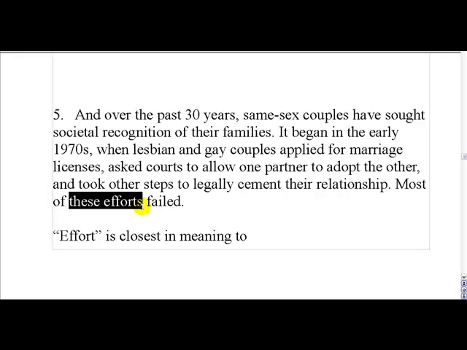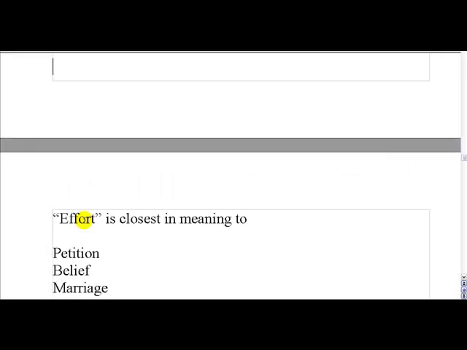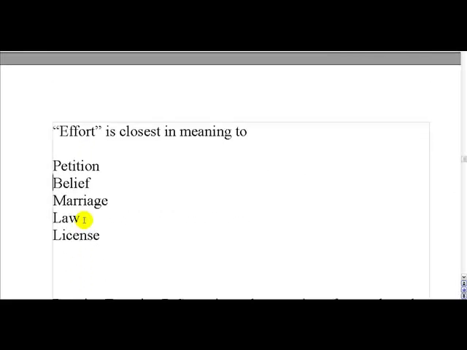Now, what it says here is they applied for marriage licenses. They asked courts to allow one partner to adopt the other, and they took other steps to legally seal their relationship. So efforts, different things that people do. Let's take a look at your choices here. It says effort is closest in meaning to: petition, belief, marriage, law, or license.